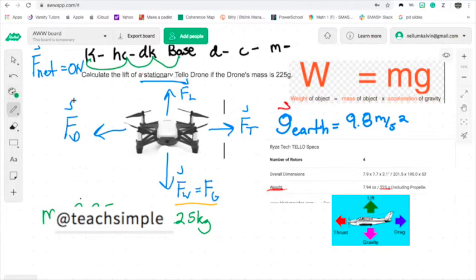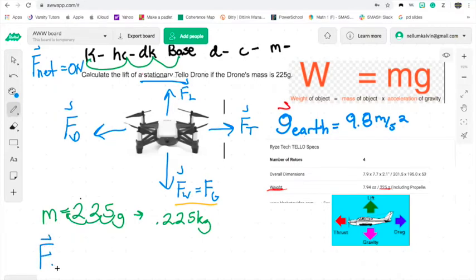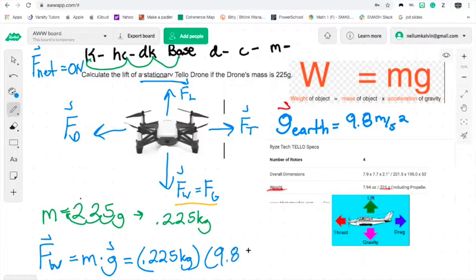If I want to calculate the weight, the force of gravity, or force weight, is equal to the mass times acceleration due to gravity: 0.225 kilograms times 9.8 meters per second squared. That's going to give me 2.4 newtons, negative because this is pointing down. So the weight of the drone is negative 2.4 newtons. That's less than 5 pounds.